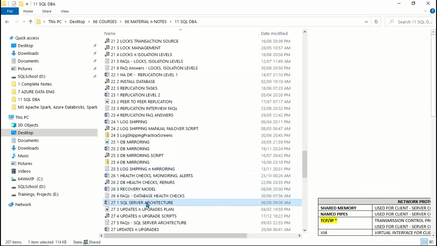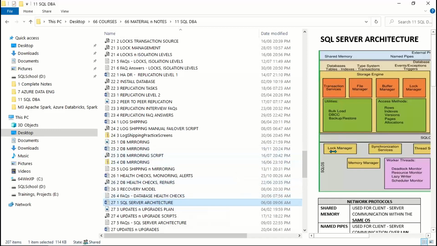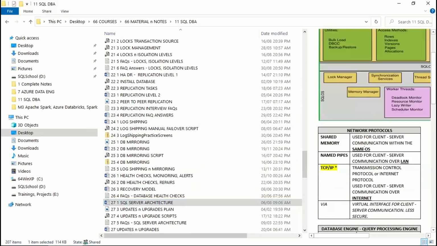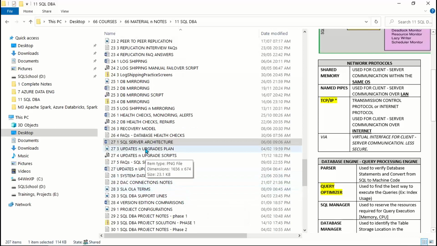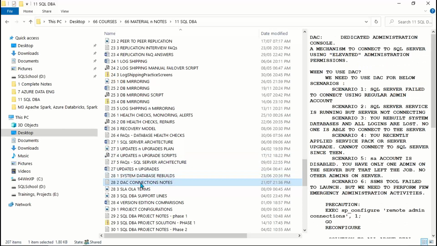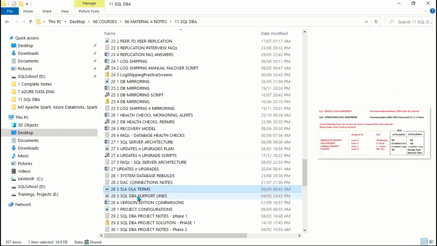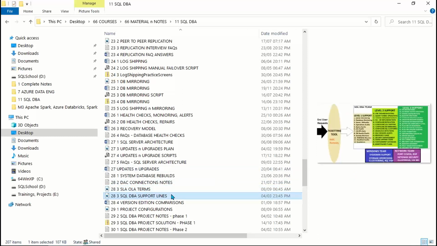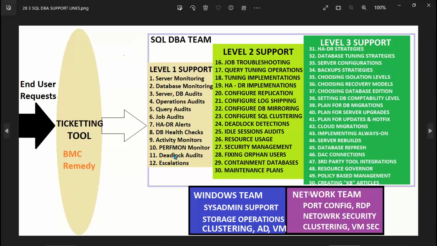And detailed server architecture, then by end of health checks we will be in a position to technically understand detailed server architecture. Upgrades, migrations, something called rebuild activities, DAC activities, SLA, OLA, something called DBA support activities, like what entry level DBAs need to do, freshers, experienced DBAs, more experienced DBAs, and how to manage with other teams, how to work with so-called ticketing tools.